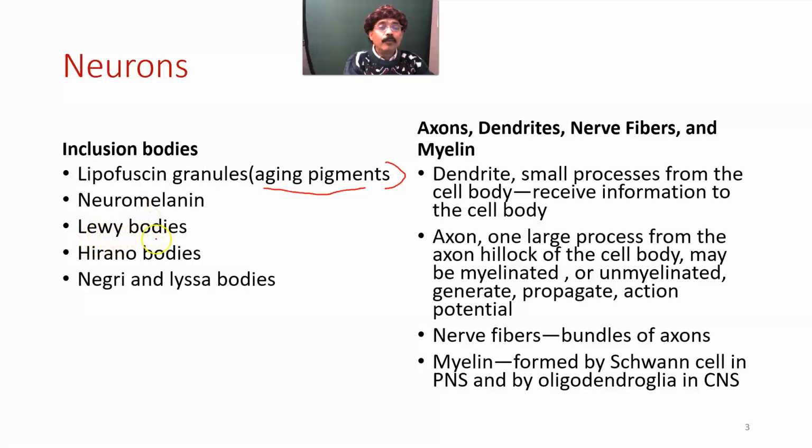Like that, we get Lewy bodies also in the midbrain in Parkinson's disease. Hirano bodies we get in the hippocampus, in Alzheimer's patients. Hirano body is present in the hippocampus. Lewy body is present in the substantia nigra. Neuromelanin is present in the substantia nigra. Both of them are also present in the locus ceruleus. Lipofuscin granules may be deposited in any of the neurons.